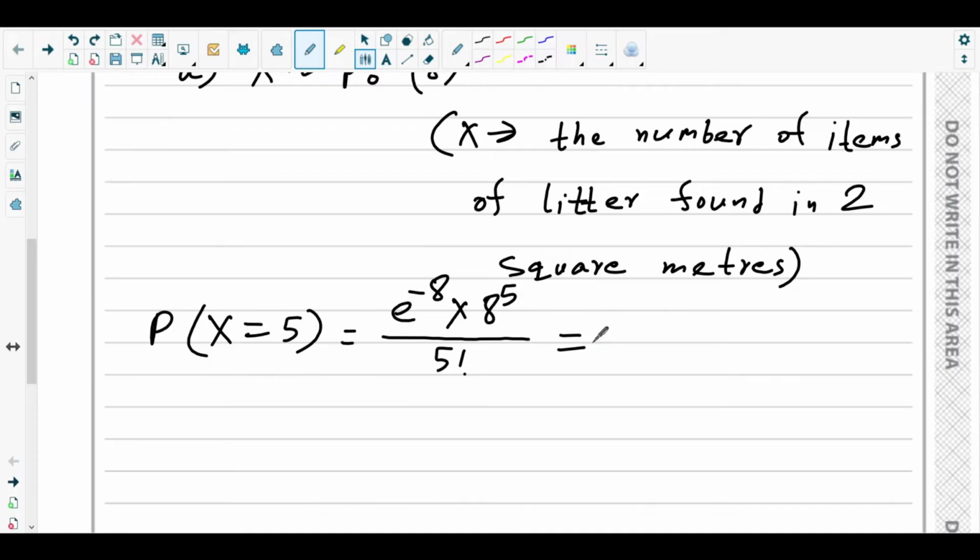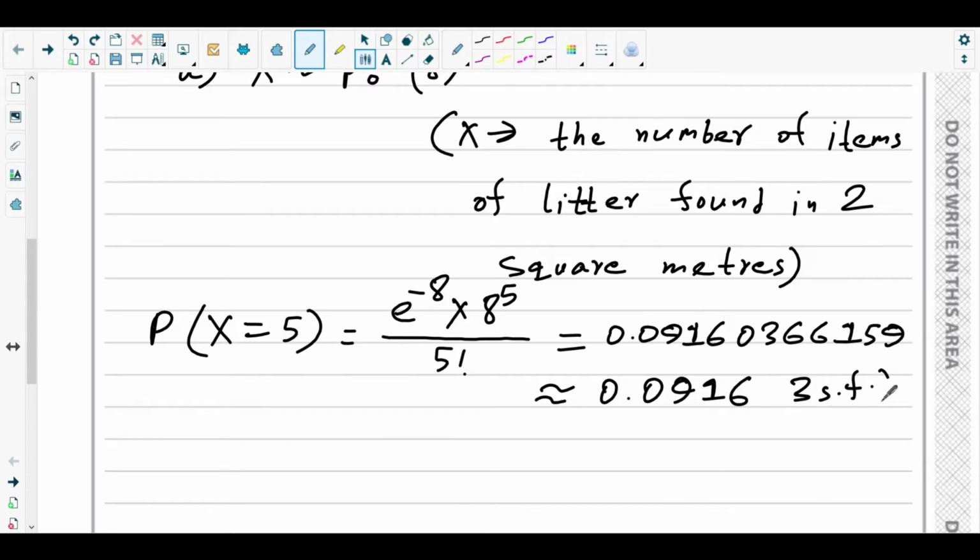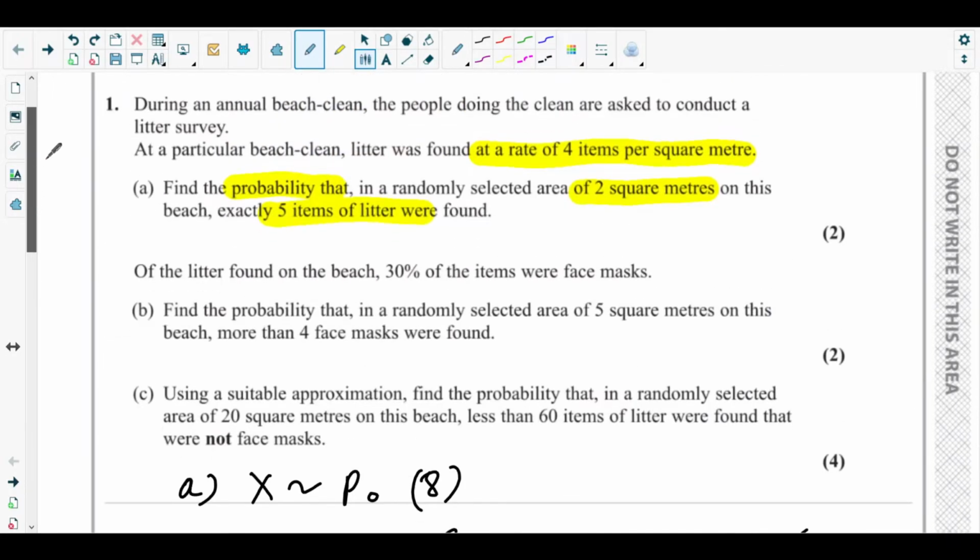Let's use the calculator and figure out the value. So 8 to the power 5 times e to the power negative 8, divided by 5 factorial, gives us 0.0916036. We can give the answer to three significant figures, so that would give you 0.0916. This is up to three significant figures, and that's the probability that part A has asked for.